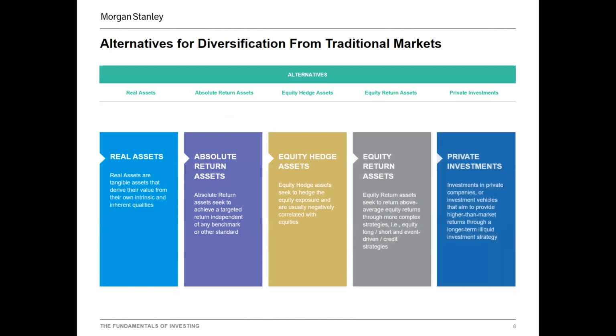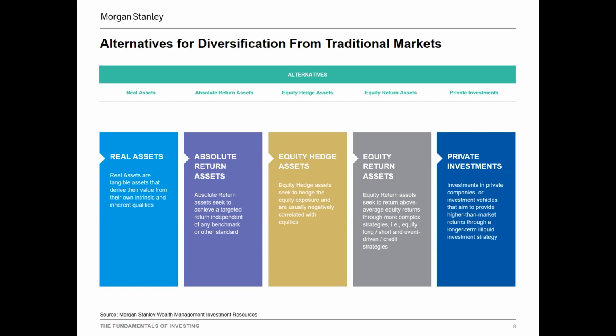Alternative investments is just as the name implies. These are investments or assets that fall outside of the traditional markets. Real assets are tangible assets such as residential or commercial property, and these types of assets derive their value from their own intrinsic and inherent qualities. Absolute return assets are slightly different in that they seek to achieve a targeted return independent of any benchmark or any other standard. Equity hedge assets, as you see in gold in the middle, seek to hedge the equity exposure of the portfolio and are usually negatively correlated with equities. And all that basically means is that they're generally going to generate positive returns in falling equity markets.